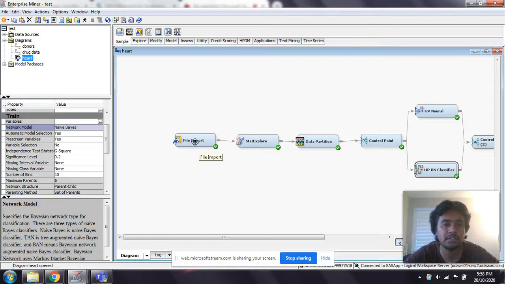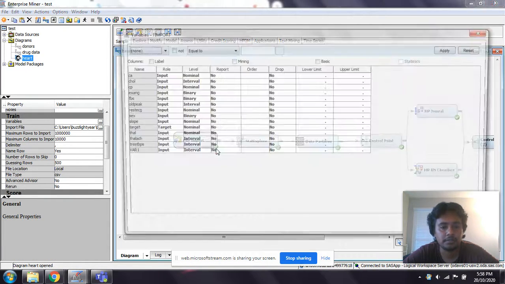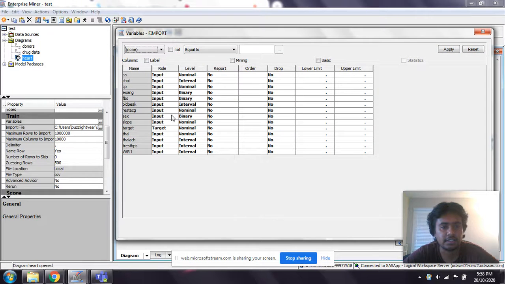So first, let's take a look at our data set. What we have used to analyze today is a heart data set where our target variable is whether a person has a heart disease or not, coded as 0 if they don't have a disease and 1 if the person does have heart disease.